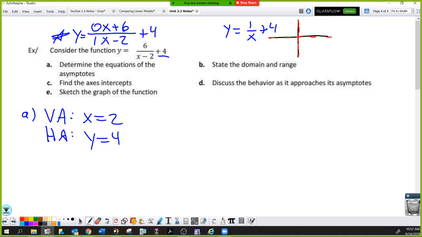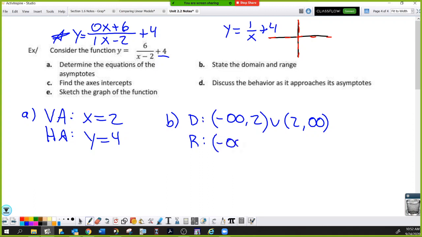B, domain and range. Well, we've already seen how to do this. The domain will be every number except for x equals 2. And the range will be every number except for 4. There. Find the axes intercepts.